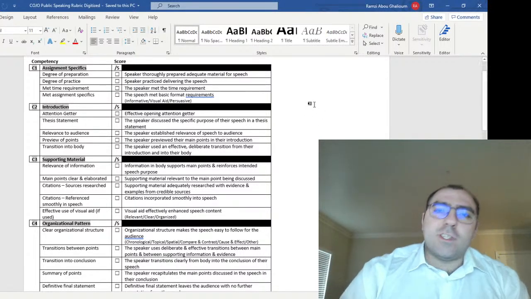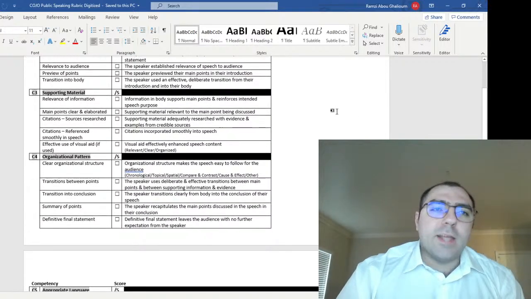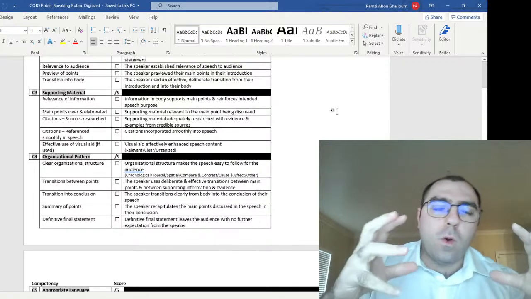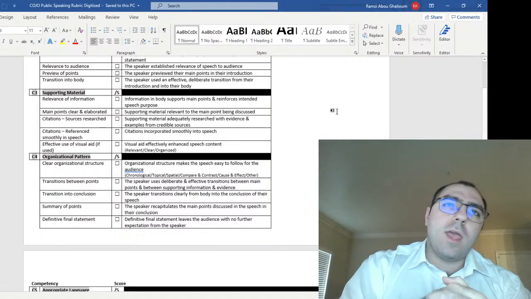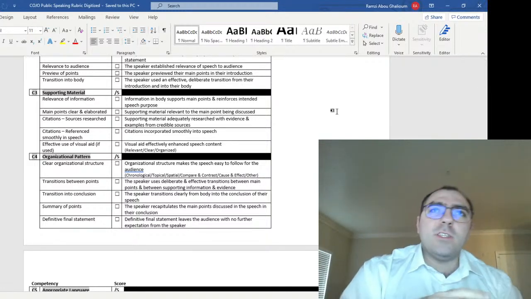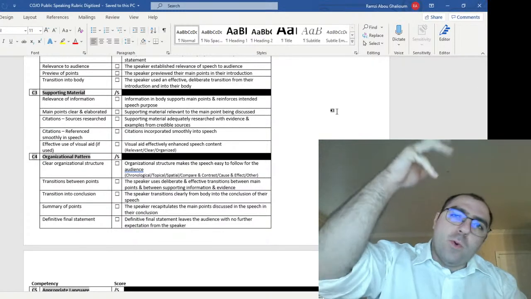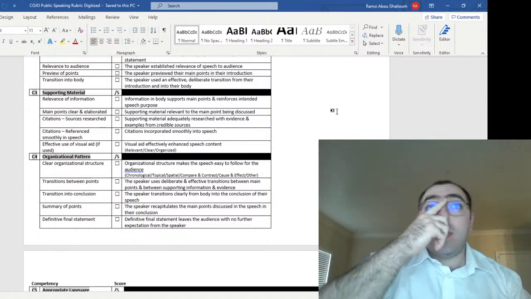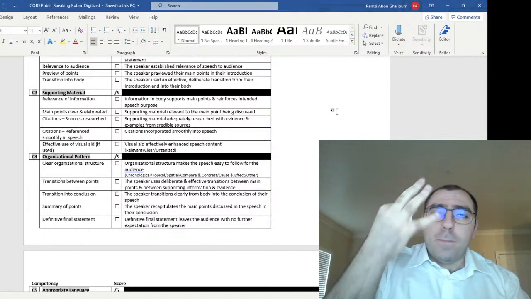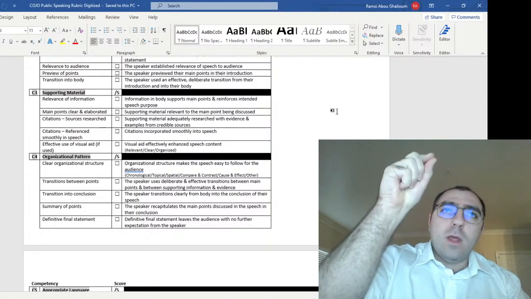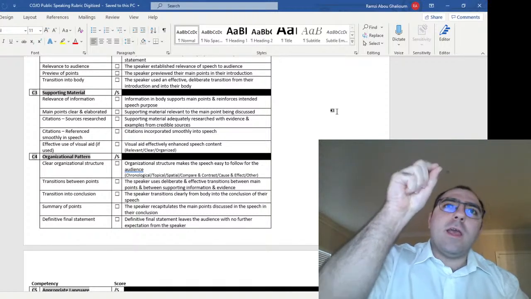Third competency is supporting material. This is when we're getting into the meat of your speech. Okay, this is where the body is going to be. And the reason for that is you've previewed your main points in the introduction. Now in the body, you're going to have 3 main points that break down those points that you previewed for us in your introduction.